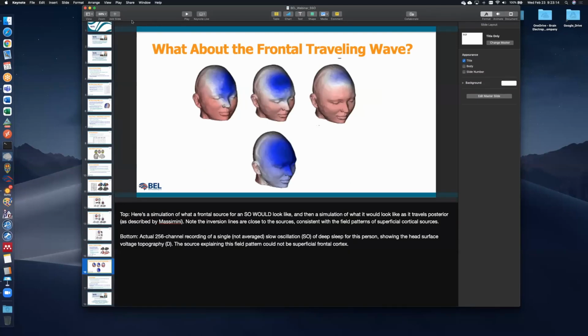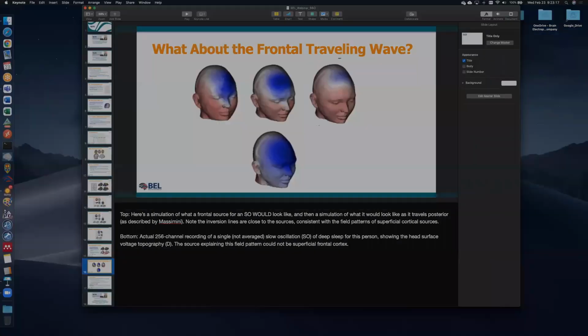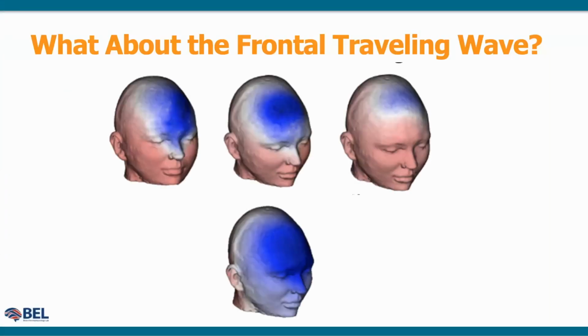So if I were to play just this slide here, one thing that could be contributing to the confusion is at the bottom here. Recall, this is what it looks like in reality. This is a slow oscillation from an individual, just a single SO. If you were just to interpret this at face value without paying attention to the physics of these sources, you may think right off the bat that this source is frontal because most of the negative activity looks like it's frontal, right? And that's the origin of the SO as well.